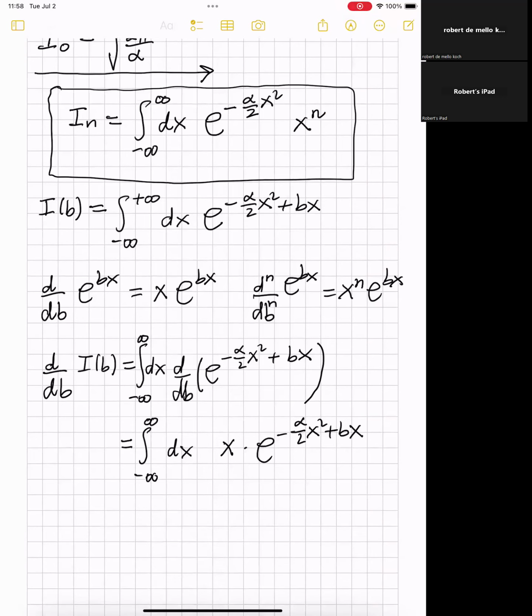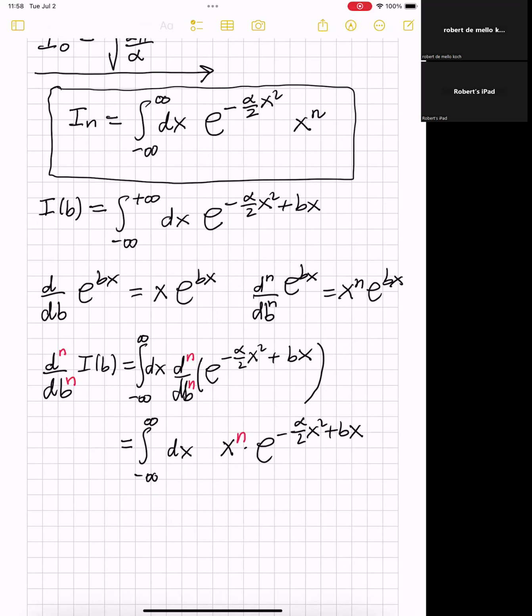Now, I want to generalize this result slightly. Let's imagine that we took n derivatives with respect to b. So if we decided to do that, well, we can take all n derivatives inside, because again, nothing depends on b, and nothing depends on x. So it's a d by db, we can take it inside the x integral. And then each time we differentiate with respect to b, we're going to bring down an x. So we're going to end up getting just x to the n.